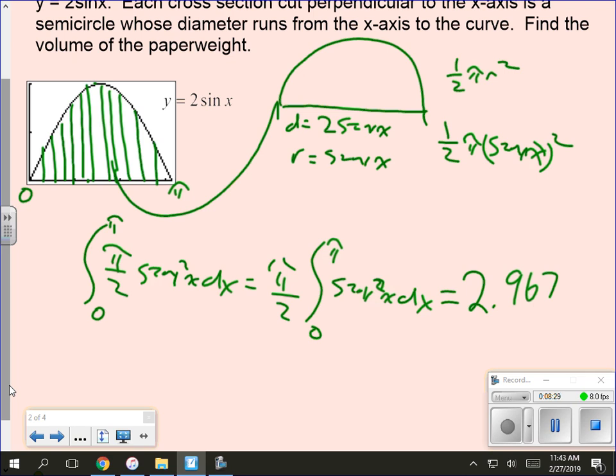If you're typing it in the calculator, you can type all of this in your calculator, or you could type just this part into the calculator to do your integral. It's a little easier, a little less to do, and then take what you get for this, multiply it times pi over 2. It's the same thing. Pulling that constant out is the same thing.